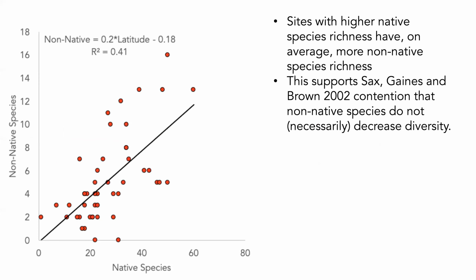Now, if you take the diversity of the native species and compare that to the diversity of the non-native species, there is a positive relationship. So if you have more native species, on average, you also have more non-native species, which supports a contention by Dove and Sachs that non-native species do not necessarily decrease diversity.